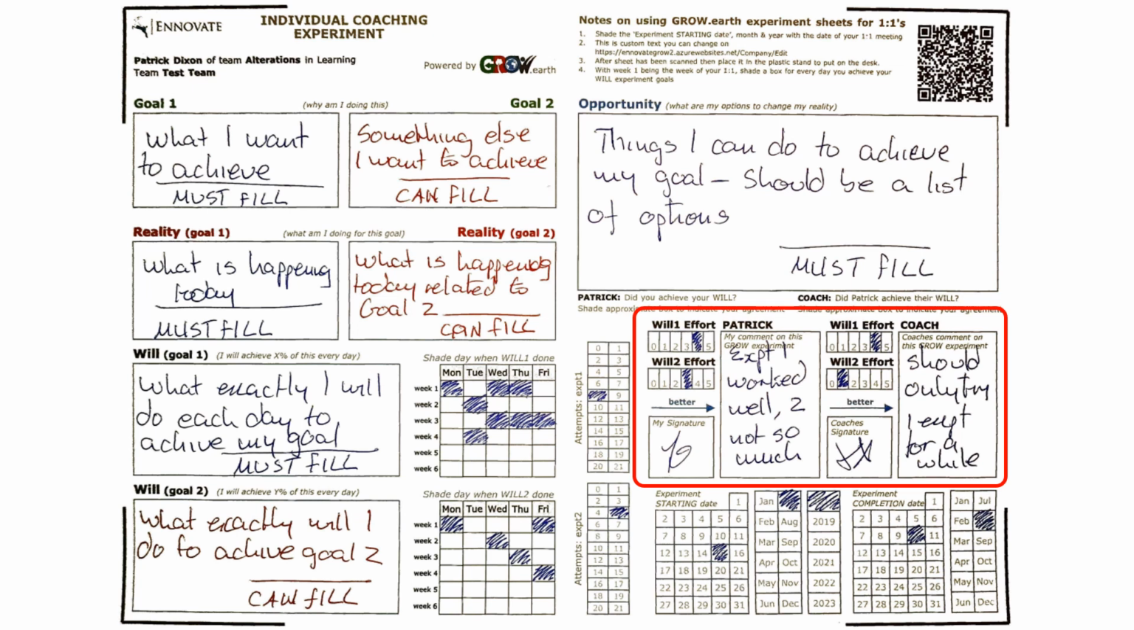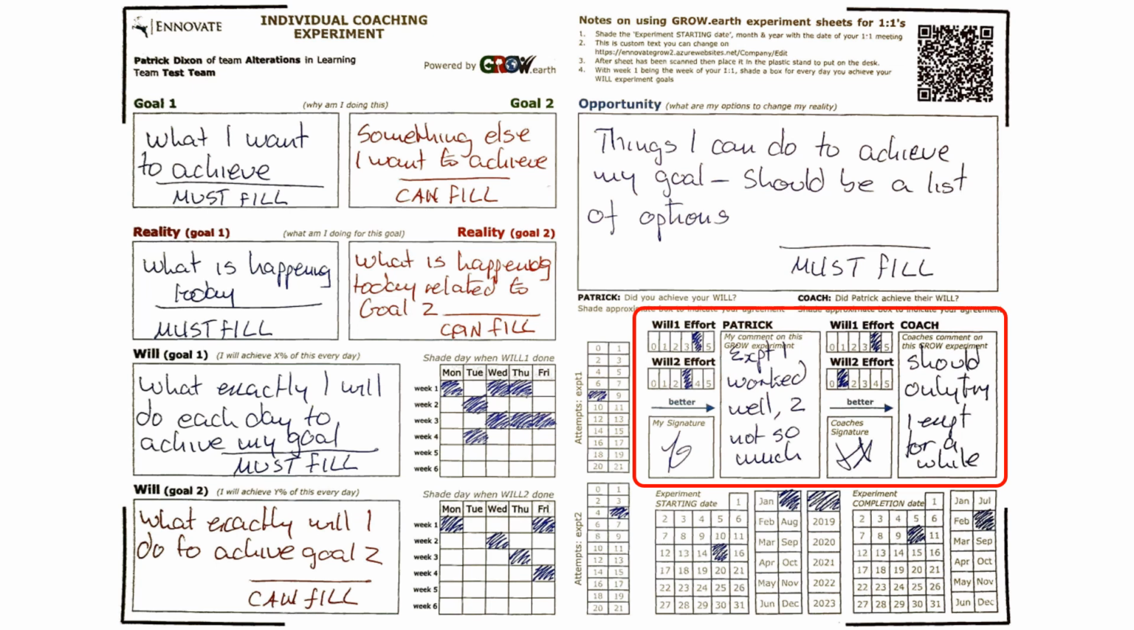We also ask Patrick and the coach to indicate the effort that they think Patrick has made on the 2 experiments. In this case, 5 is high effort, 0 is low effort. And as you can see, we are looking for Patrick and the coach to fill in the effort value for both experiments, giving altogether four scores there. Will 1 effort for Patrick and coach, Will 2 effort for Patrick and coach. We also ask Patrick and the coach to sign to indicate that they have actually had the conversation.